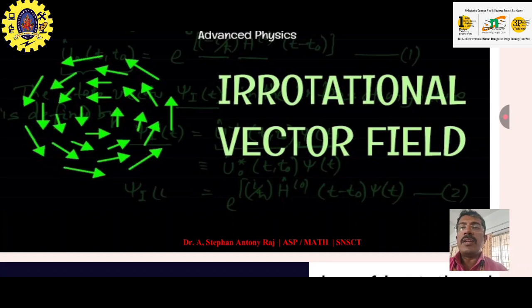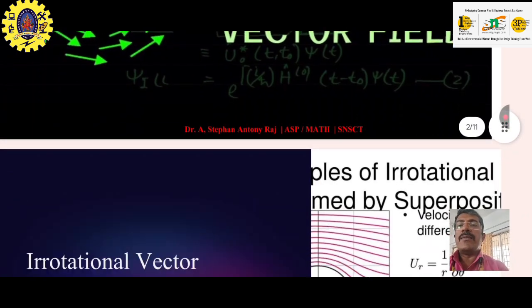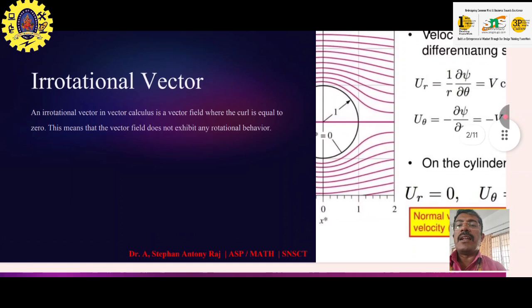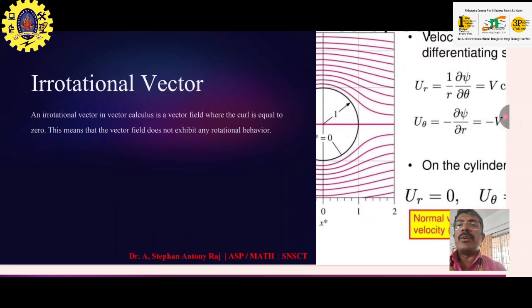In the irrotational vector field we can see various applications that are very useful in engineering. In engineering, vector calculus plays a very important role. An irrotational vector in vector calculus is a vector field where the curl is equal to 0.